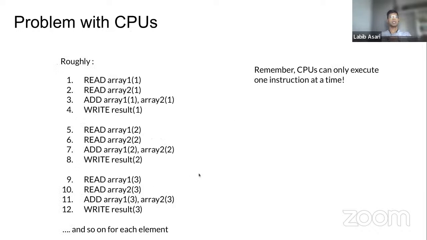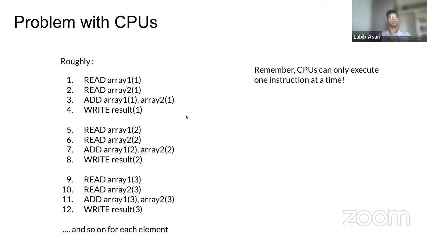If I have five or six elements in my array, normally a CPU will approach this problem by loading the first element of the first array inside the CPU memory, then loading the first element of the second array inside the CPU memory, and then actually performing the add operation. This add operation is done by various logic gates present on the CPU hardware. When the add operation is complete, it writes the result back to the CPU memory. This is because it can only execute one instruction at a time. So it must first complete this instruction, then it can move to this instruction, and then this one, and it keeps doing it for all of the elements.